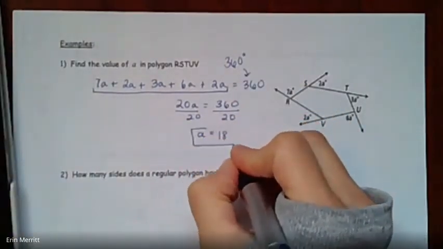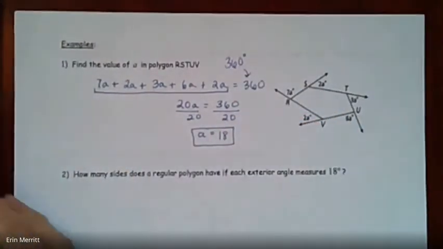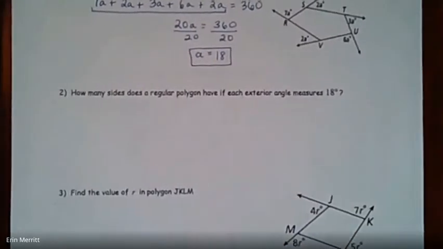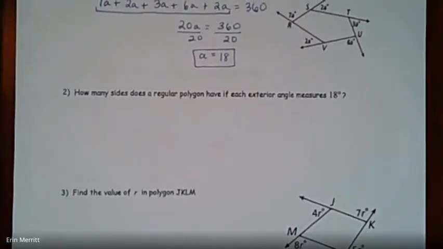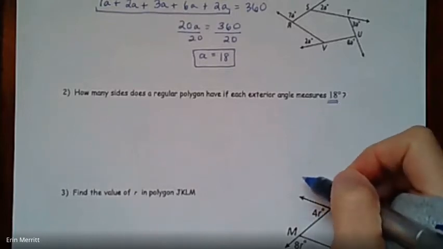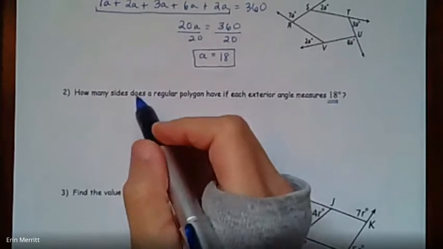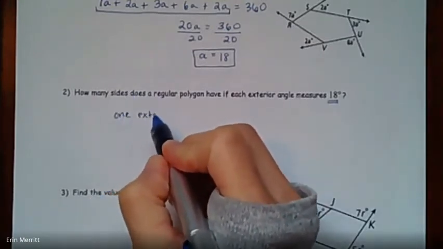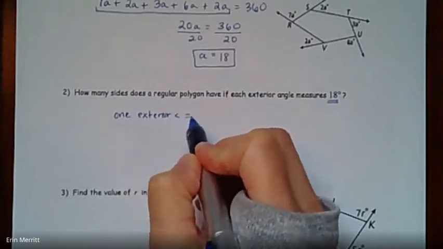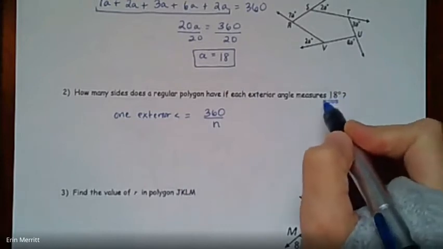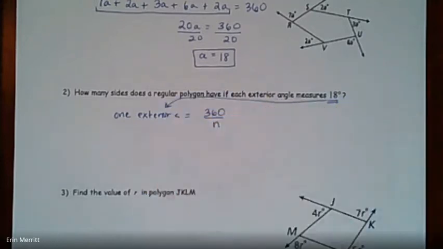It doesn't ask us to solve for any particular angle, so that's as far as we go. Now for number 2, when it says how many sides does a regular polygon have if each exterior angle measures 18 degrees. This is where you can plug into the formula for the exterior angle. So if you think of the way the formulas are written, to get one exterior angle, it's equal to 360 divided by n. So that 18 would go in over on the left-hand side here.